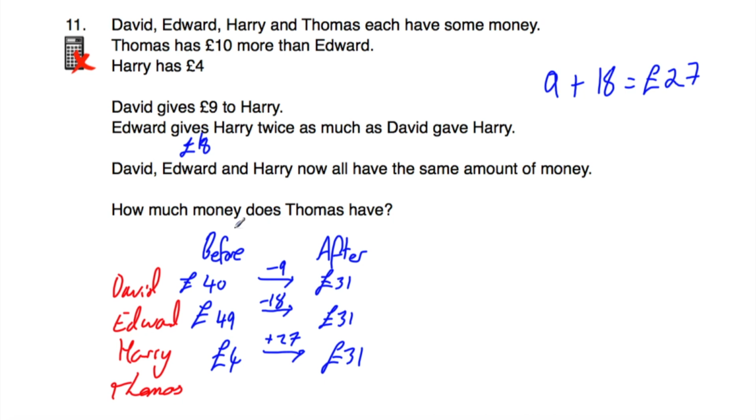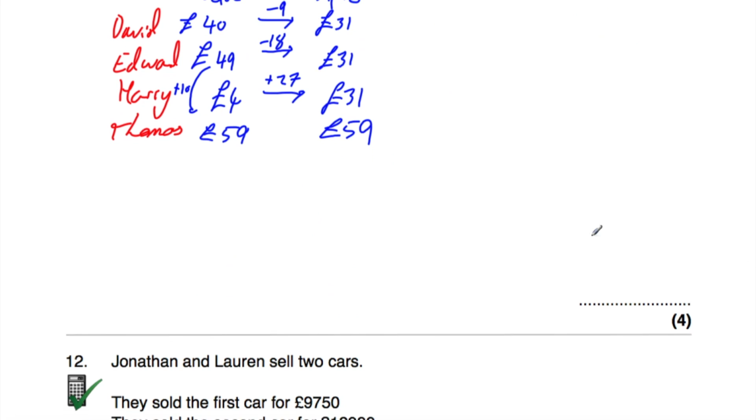Now the question is, how much money does Thomas have? Thomas didn't give away any money, and we're told that Thomas has £10 more than Edward. So at the beginning, Thomas had £10 more than Edward. Now Edward had £49. Thomas had £10 more, so 49 plus 10 is equal to £59. So that means that Thomas had £59 and he still has £59. And that's it. So how much money did Thomas have? £59.